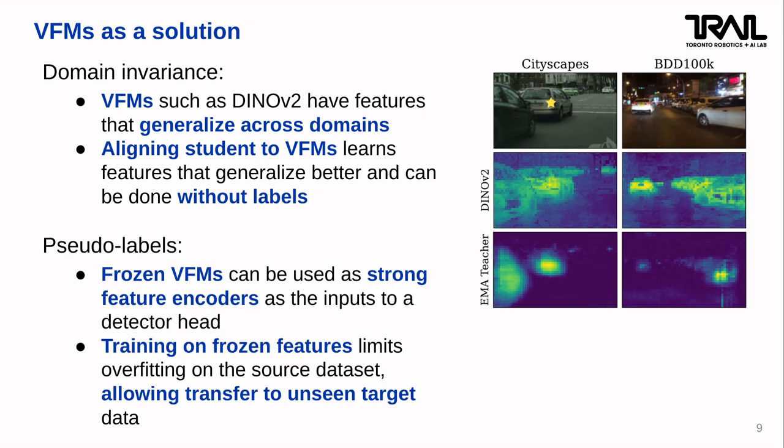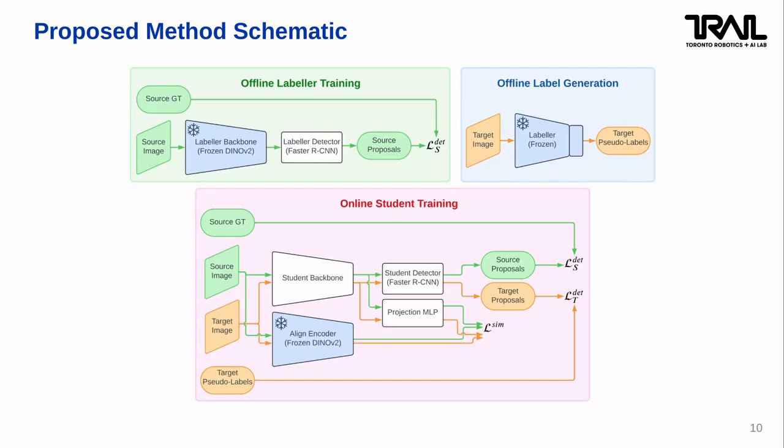For pseudo-labeling, we similarly leverage the strong generalizable features of VFMs by training an object detection head on top of frozen VFM features. While the detector is trained only on source data, this model can be a better labeler compared to mean teacher, and because it is trained only on frozen features, it allows us to transfer to multiple different unseen target domains. Our proposed method is composed of three main steps: training the labeler, generating target domain labels, and training the final student model.